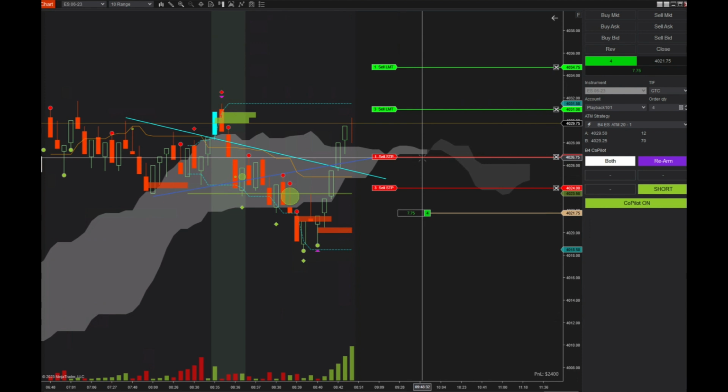In case you're wondering, Ichimoku is not part of the B4 CoPilot here. That's another one of our indicators that we just have in the background there, just using the cloud and the Kijun-sen.